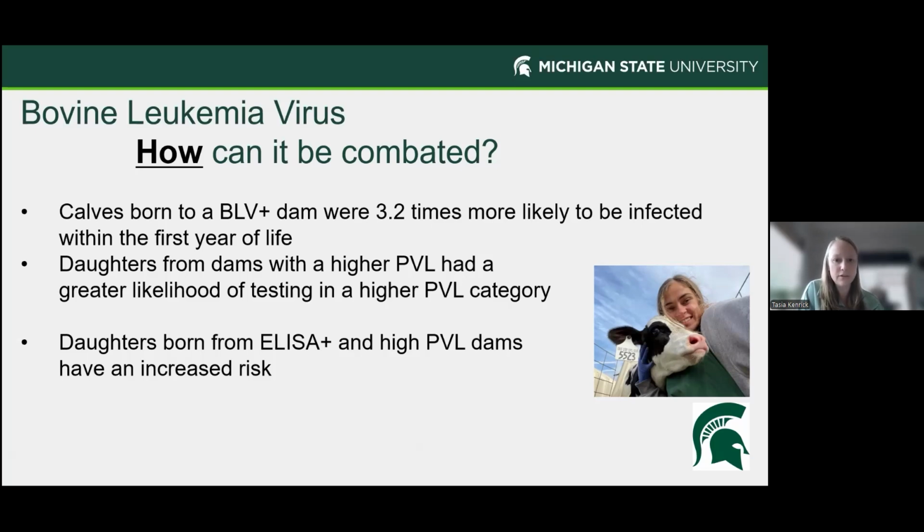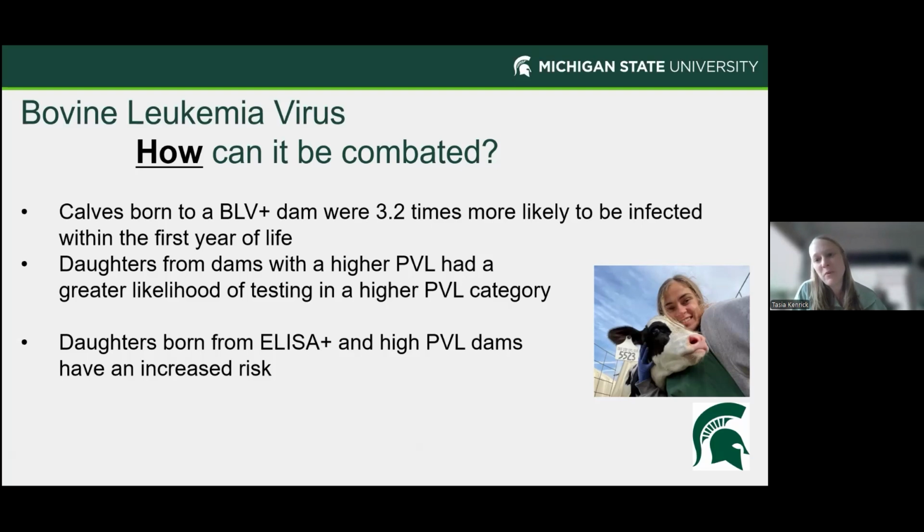We also found that daughters of dams with a higher proviral load, so animals that had higher viral levels, had a greater likelihood of testing positive for a higher proviral load category in their life as well. So dams that had high proviral load, their daughters were more likely to have high proviral load in their life as well. So daughters born from ELISA positive or high proviral load dams have an increased risk of being affected by the virus as well. You might ask why.